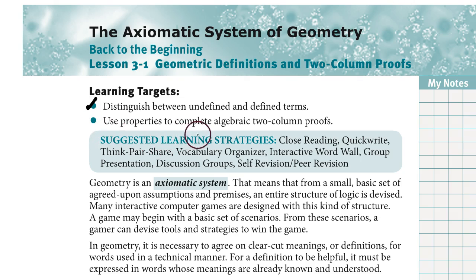So even though we're a geometry class, our first practice in proofs will be with algebra problems because you are more familiar with algebra. Geometry is an axiomatic system. That means that the ideas of geometry are based on axioms. Axioms are a small set of agreed upon assumptions. From this small set of beginning assumptions, all other ideas in geometry are created using logical reasoning called deductive reasoning.